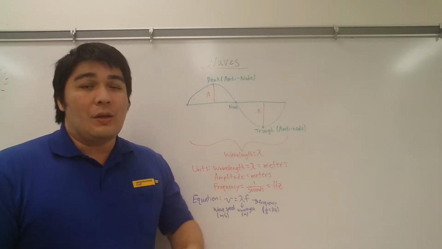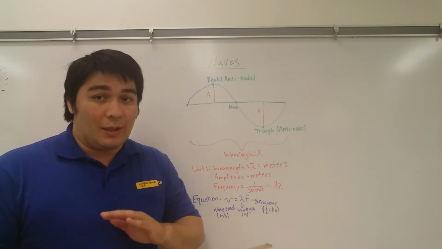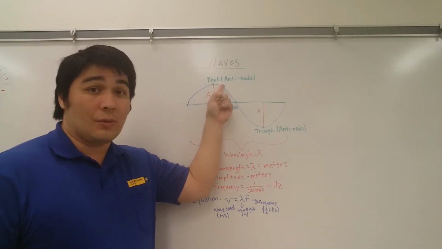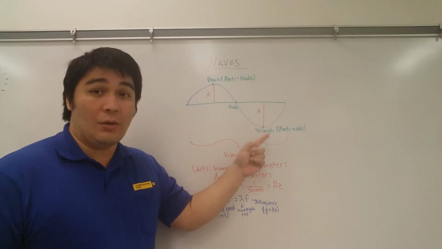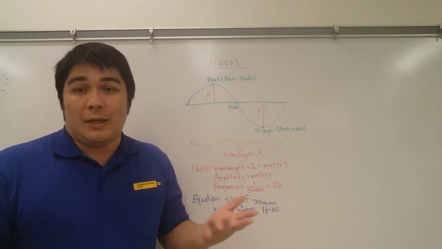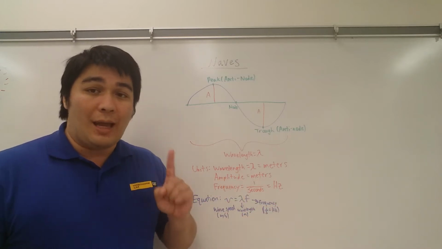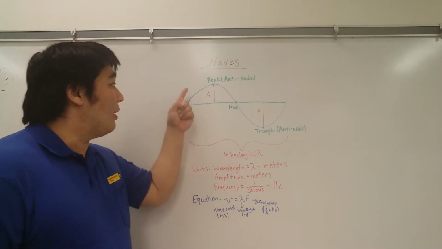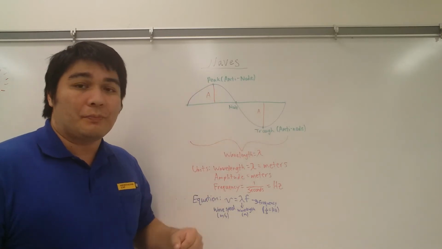Now, if you want to simplify all of your thoughts and say, okay, there's nodes and antinodes, and this is an antinode, both of them are antinodes, that's fine. That works. It's not wrong to say that. However, there are some more traditional names for them. We call these peaks and troughs.